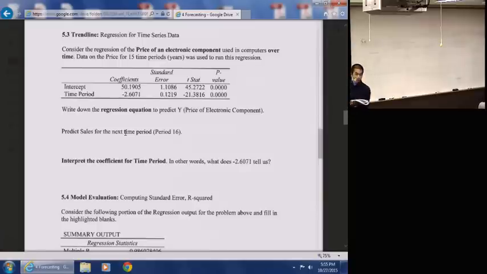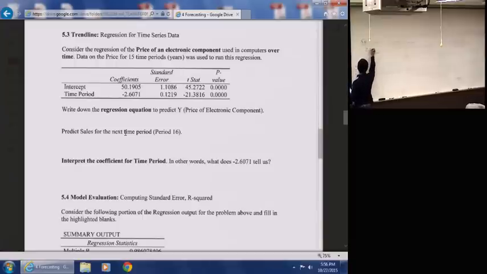15. Okay, let's look at the question together. It tells you to consider the regression of the price of an electronic component used in computers over time. Data on price for 15 time periods was used to run this regression. So you have the intercept and time period, and always just look at the coefficient, not the rest. Write down the regression equation to predict y, where y is the price of the electronic component.